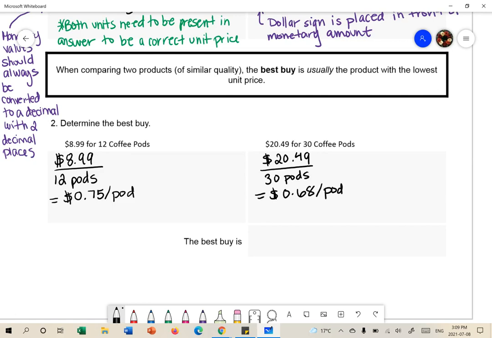So which one is the better buy? Well, let's analyze the amount per coffee pod. The second offer is cheaper per pod than the first offer. So the better buy here is buying 30 coffee pods for $20.49.